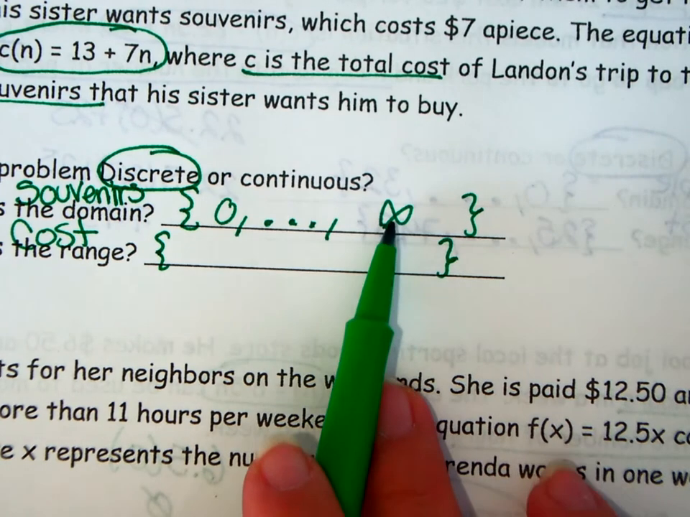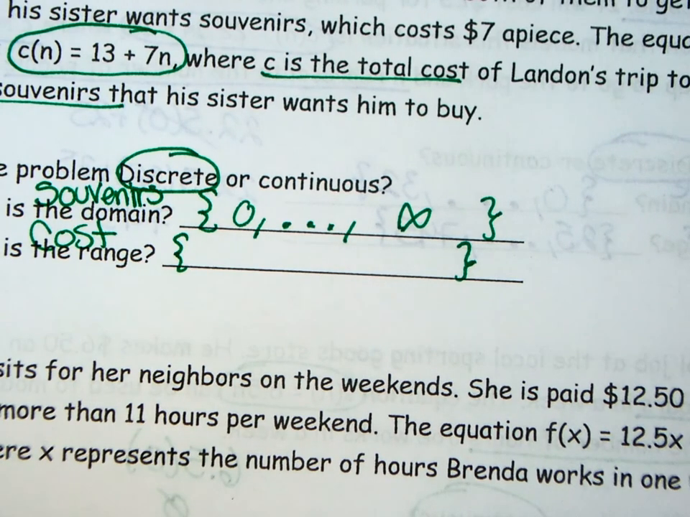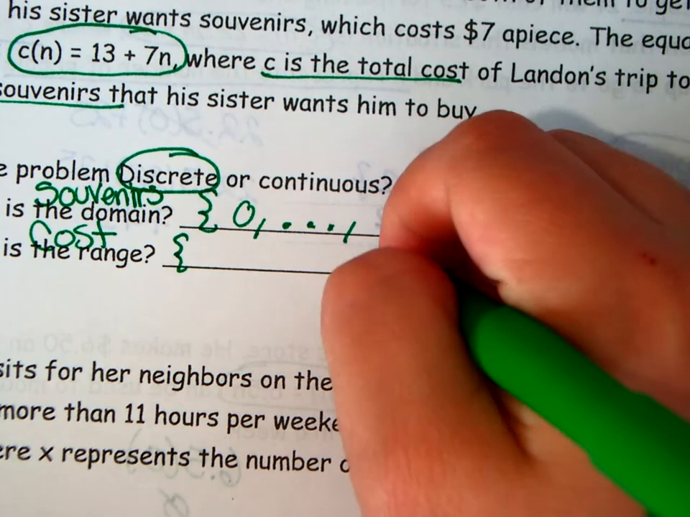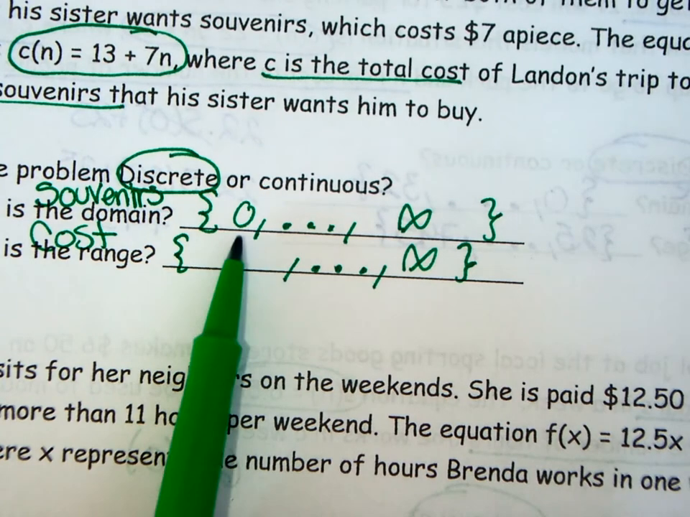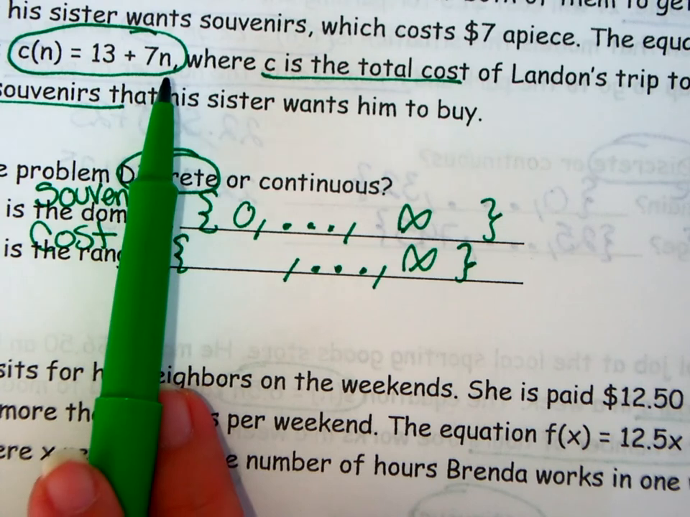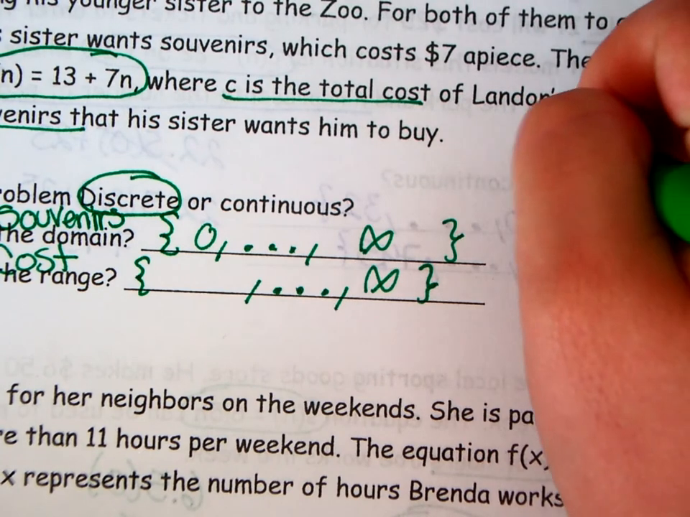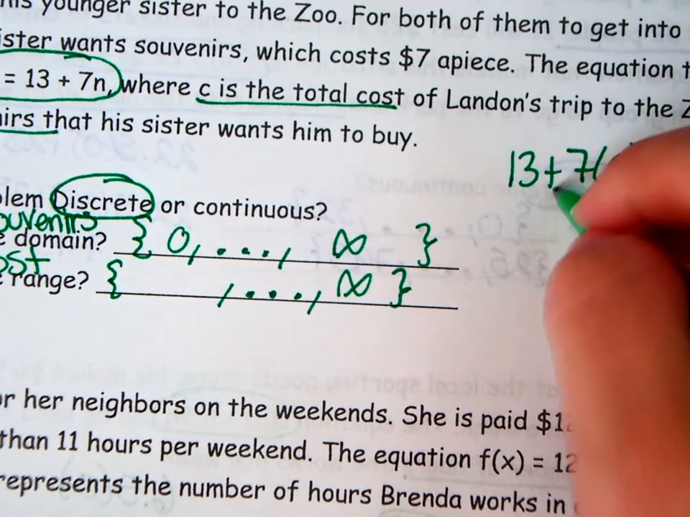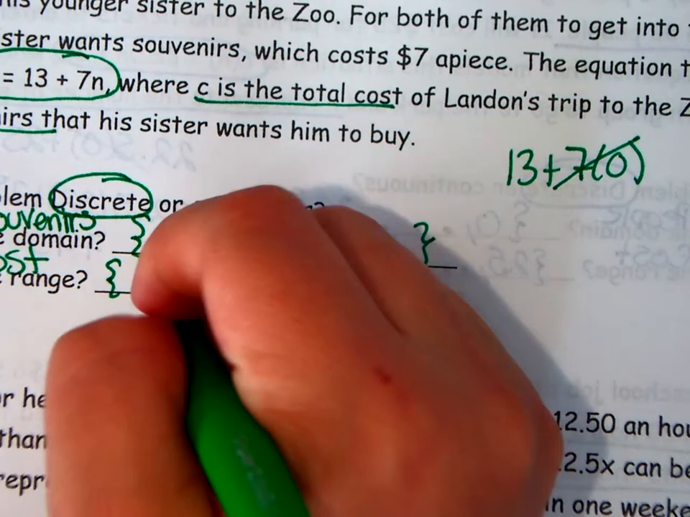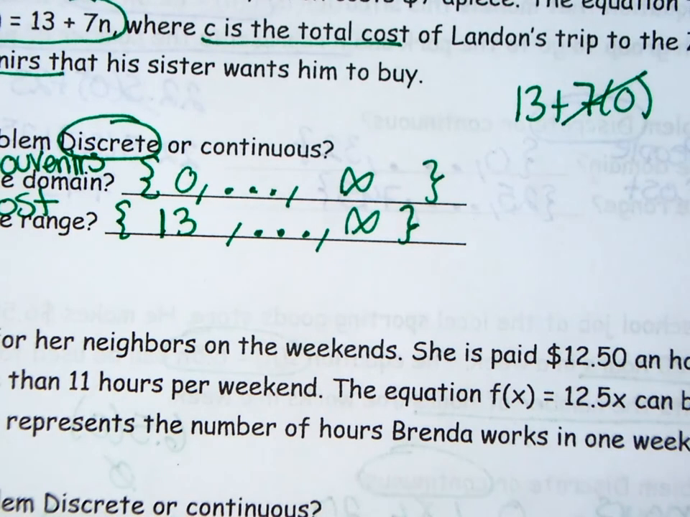So from here, can I plug infinity into that equation and get an exact number? So what would I put for our range? Infinity. But now, if we don't buy any souvenirs, how much should he have to pay for everything altogether? Meaning, instead of N, I have a 0. What's 7 times 0? 0. So what number am I left with? 13. Alright.